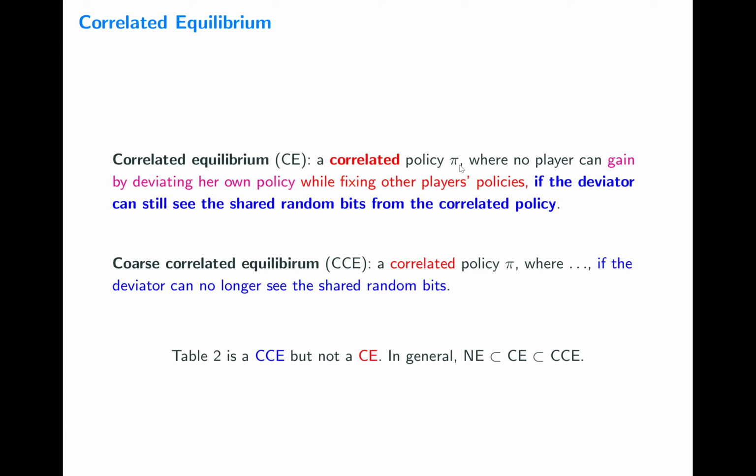And the reason we're going to use CE and CCE a lot is because beyond two-player zero-sum games, Nash is actually proved to be computationally hard.